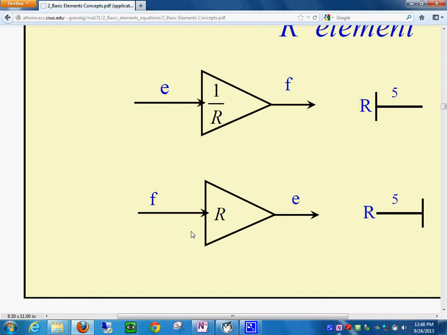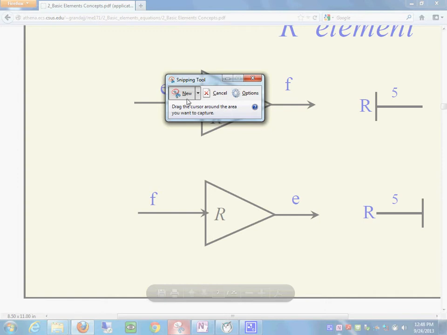Okay. So these are the R elements. On the right hand side is the bond graph notation. On the left hand side is the block diagram notation. But I want you to notice how the variables are, and where are those variables represented over here? Let's just do that.